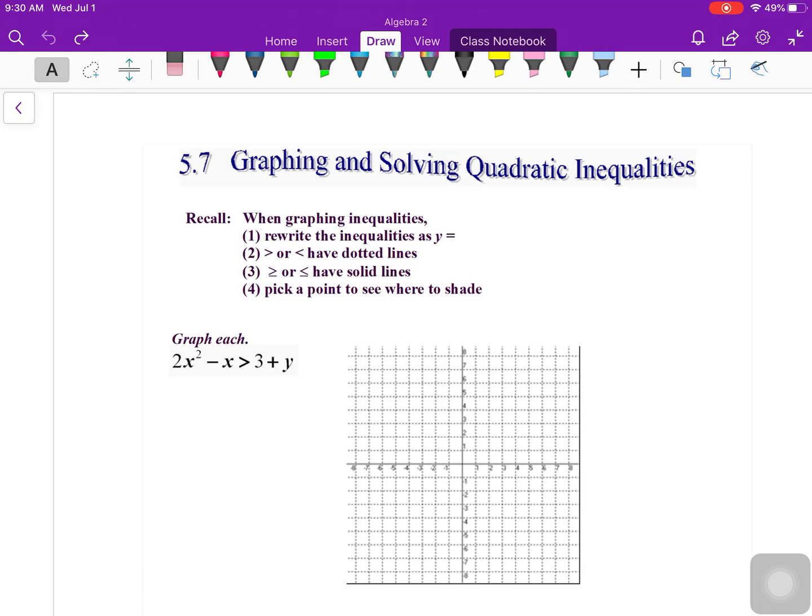The next section is on graphing and solving quadratic inequalities. So just a few reminders about inequalities. We are always going to rewrite them as a y equals in order to graph. Remember that less thans and greater thans use dotted lines. Less than or equal and greater than or equal use solid lines.